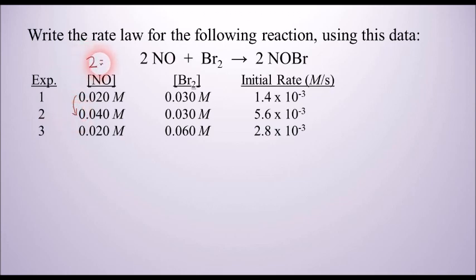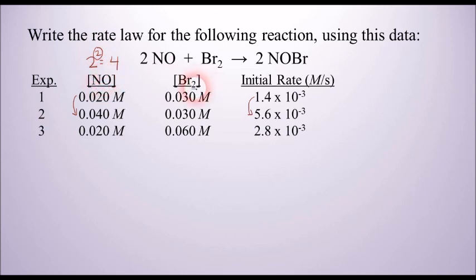Now, what's happening to the rate from experiment 1 to experiment 2? If you plug this into your calculator, you'll see that in experiment 2, it's 4 times what it is in experiment 1. 5.6 divided by 1.4 would be 4, so it's quadrupling. And so do we see a power that would work here? 2 to what power is 4? Well, it's 2. So that means that the reaction is second order with respect to NO.